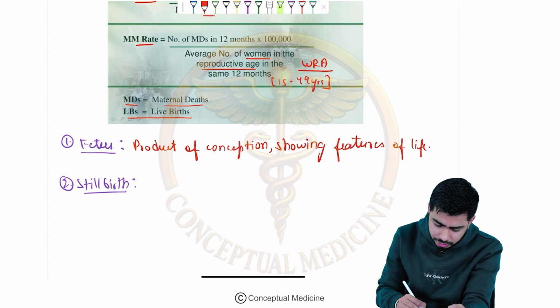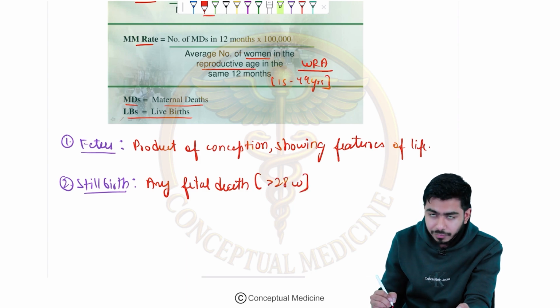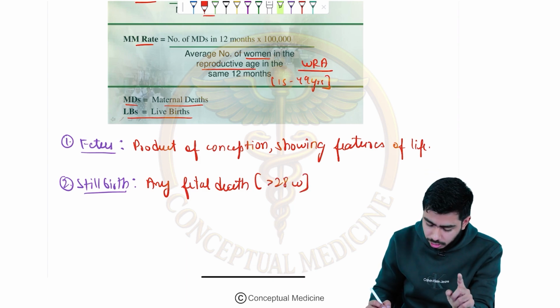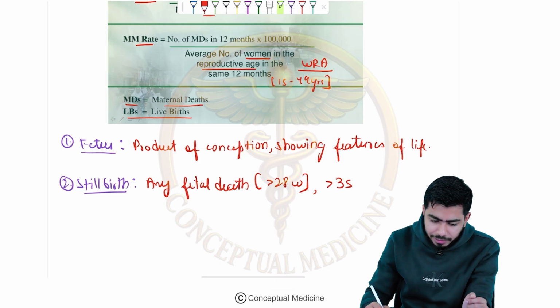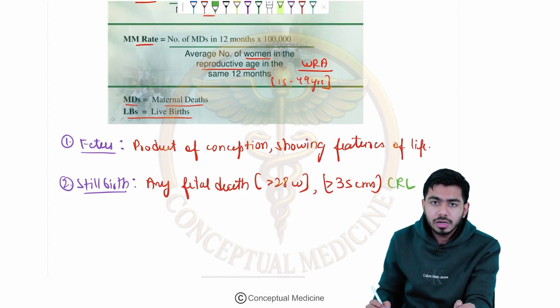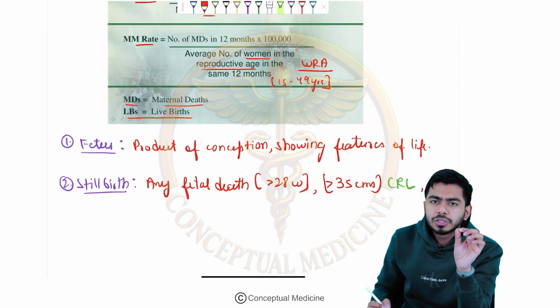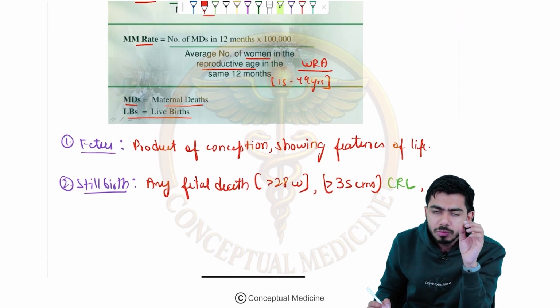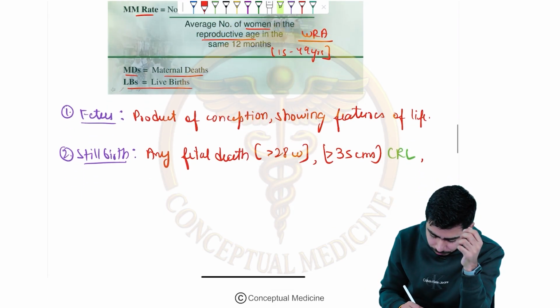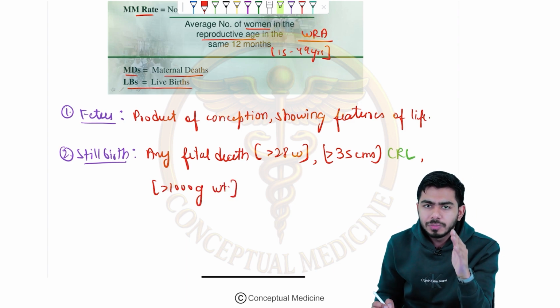So if you talk about a stillbirth, guys, it is actually any fetal death, and remember the weeks of gestation: more than 28 weeks of gestation, or more than 35 centimeters of crown rump length, CRL. What is CRL? Crown rump length. Or more than 1000 grams body weight of the baby, more than 1 kg. So in those cases we will be talking about the stillbirth.